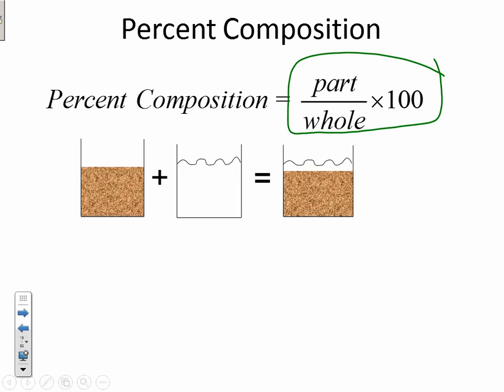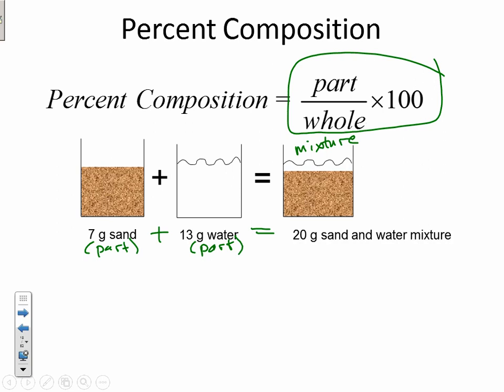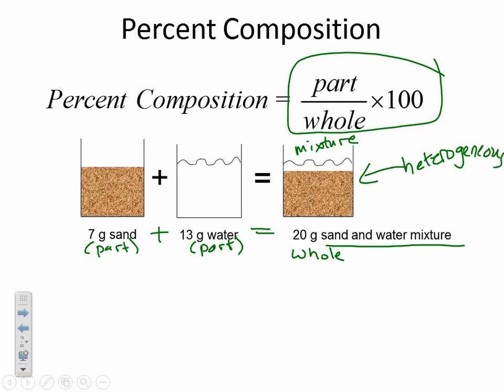So the way that we can use this in chemistry is if we take this example right here that has 7 grams of sand and 13 grams of water, and you combine them. Now this is a mixture because they're not chemically connected. So we have two components, sand and water. This would be a part, and this would also be a part. When you combine them, you get the whole, this sand and water mixture. By the way, this is a heterogeneous mixture because it is not evenly mixed. You can see the separate components.